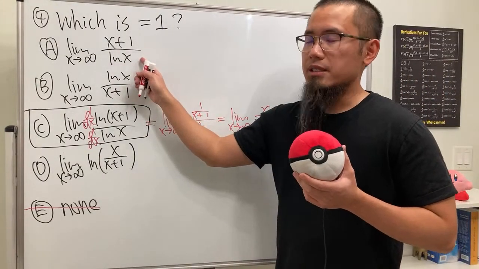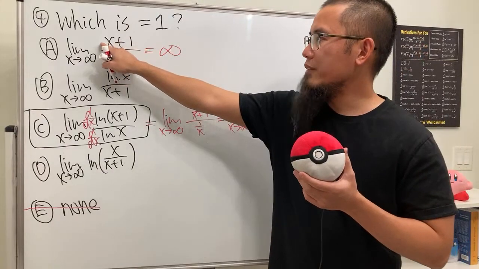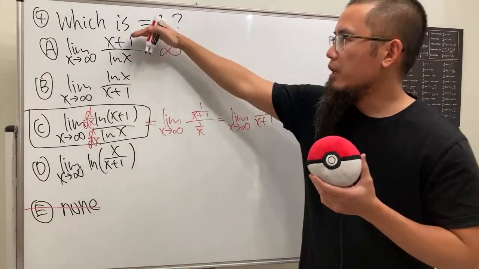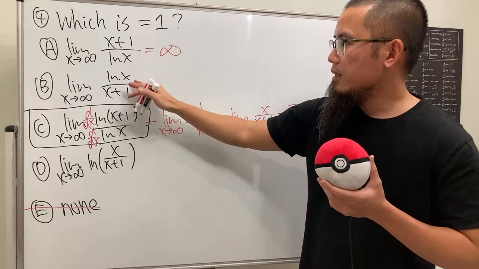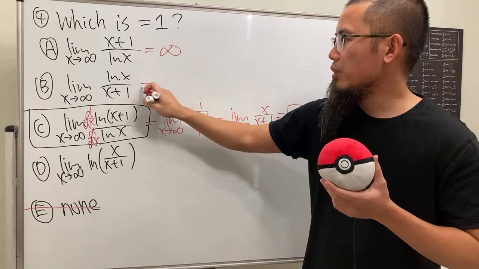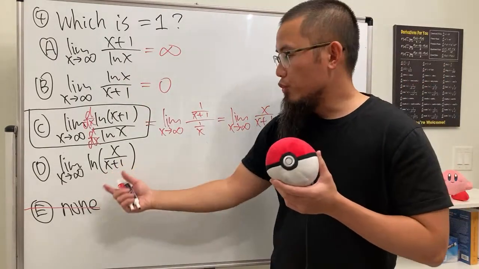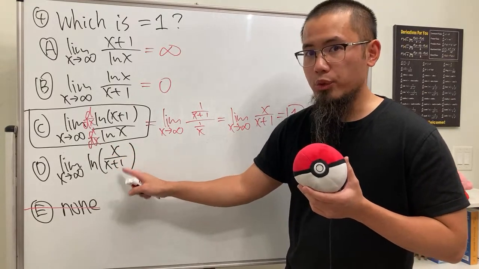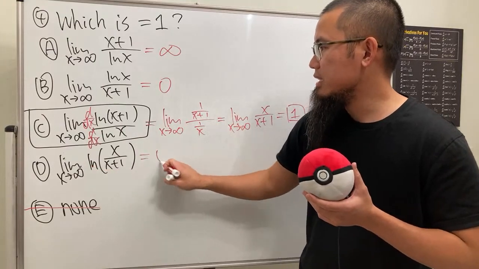The answer for this one is infinity. Why? Because on the top we have x to the first power, on the bottom is natural log of x. So the top is eventually much bigger than the bottom. And if you have the other direction, this will be 0, the reciprocal. For this one, you work inside out. Inside, x over x plus 1, you get 1. But you have ln of that, so the answer for that is 0.